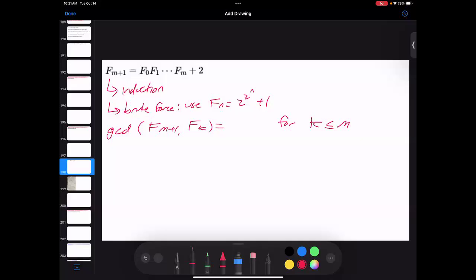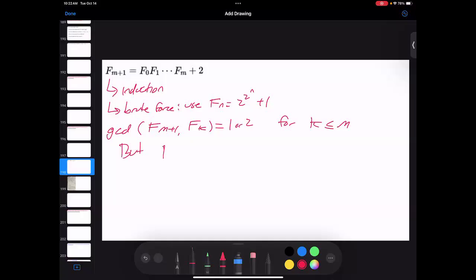2. If the GCD was 5, if 5 divided F_{m+1} and 5 divided F_k, then 5 would have to divide the remainder of F_{m+1} when we divide by F_k. So what are the only possibilities for the GCD? 1 and 2. So the GCD is 1 or 2.